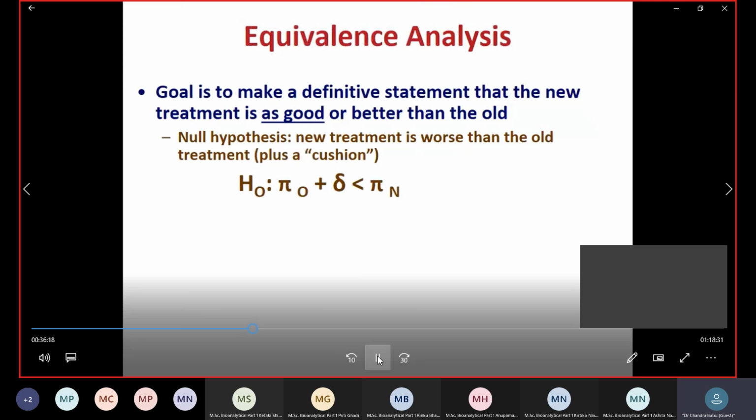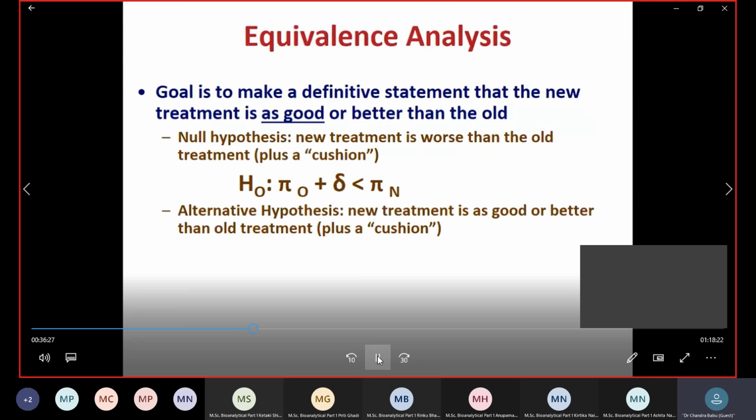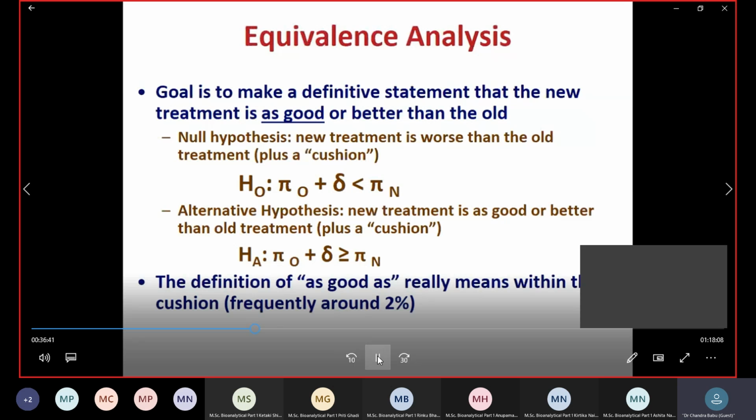And so basically what you say is that pi sub 0 plus the fudge factor is less than the new treatment. And the alternative is that the new treatment is as good or better than the old treatment plus the cushion, which is pi 0 plus the fudge factor is bigger than delta. And so, therefore, the definition is that as good really means that it's within the cushion.